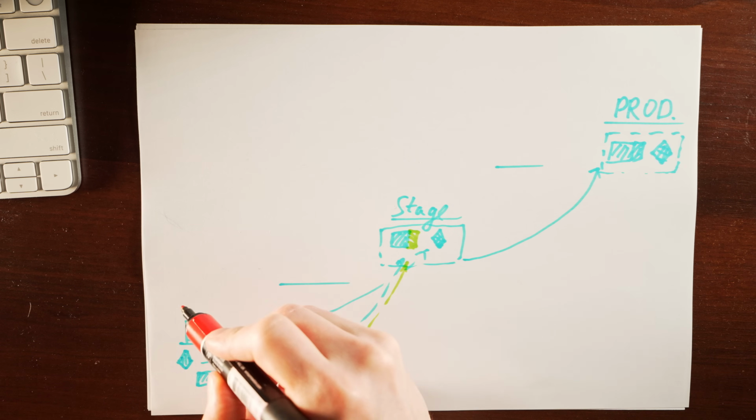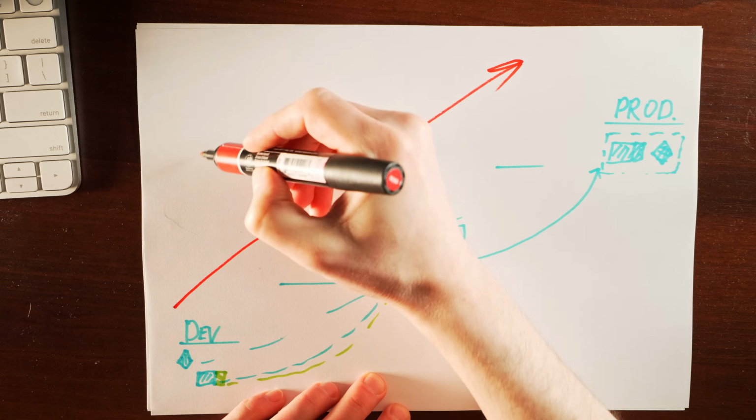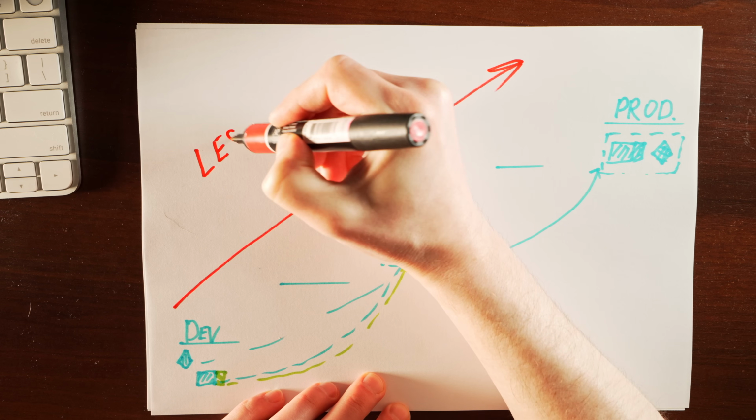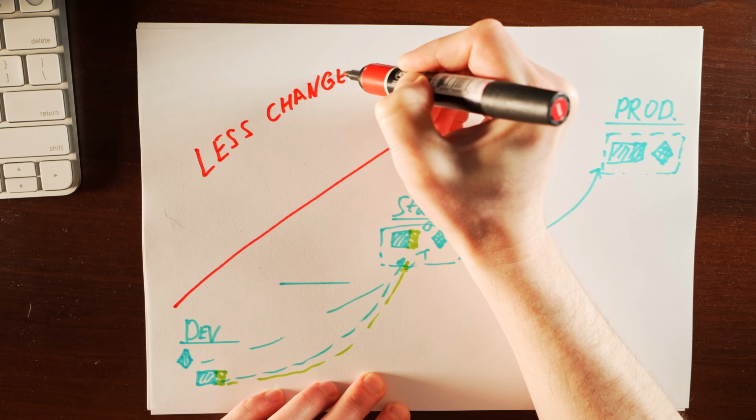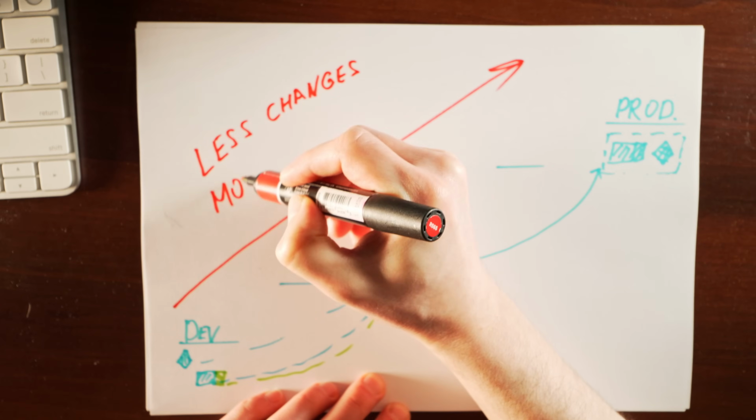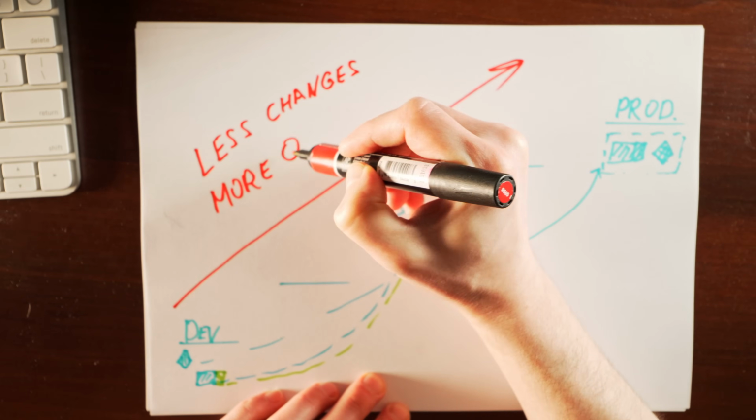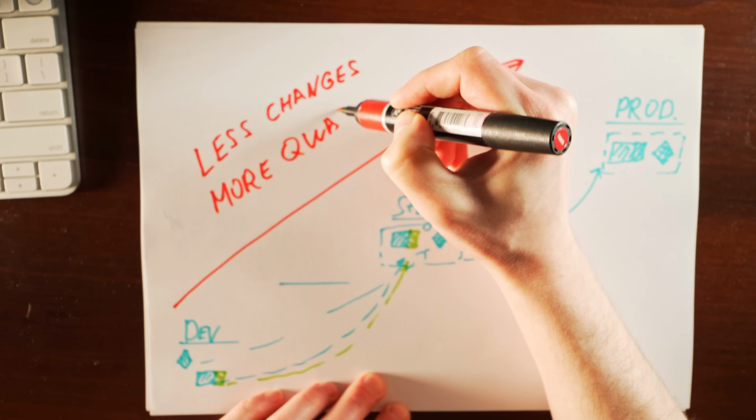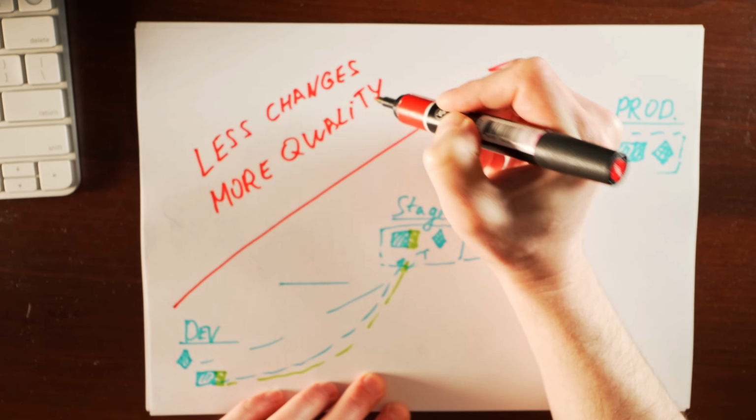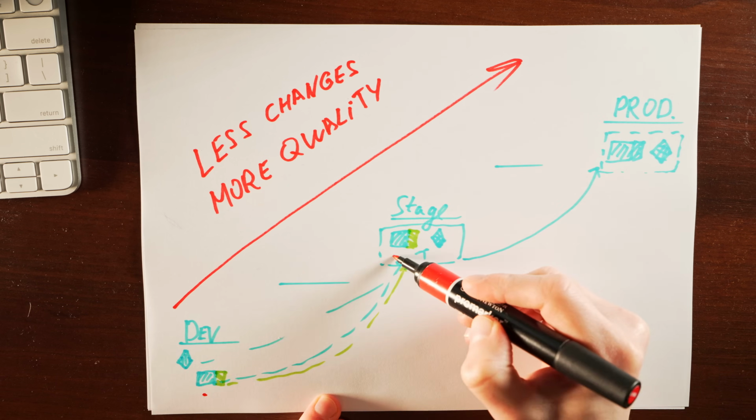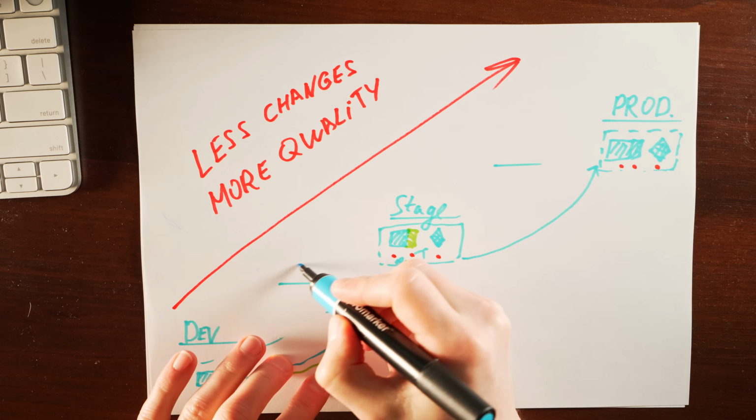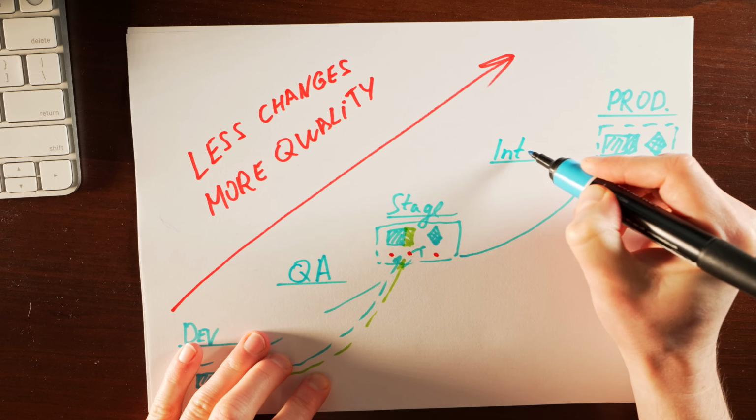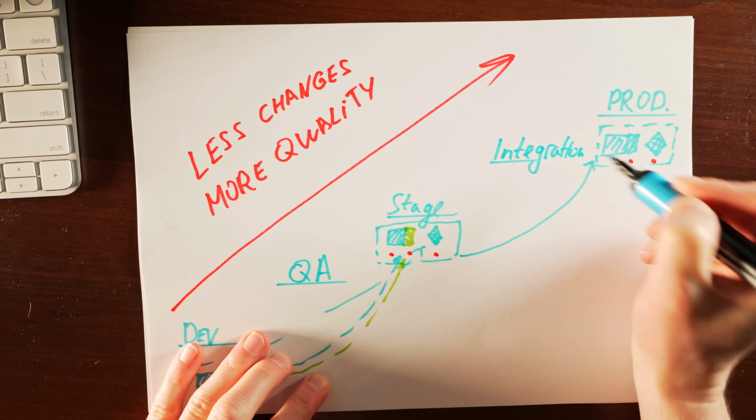And the main idea is that you make fewer changes as you go to the higher environments, so essentially you start bundling them. Also, you control more and more of what changes you make. Ideally, the product's quality improves as you progress through the environments. But there might be even more environments, for example, integration and quality assurance environments.